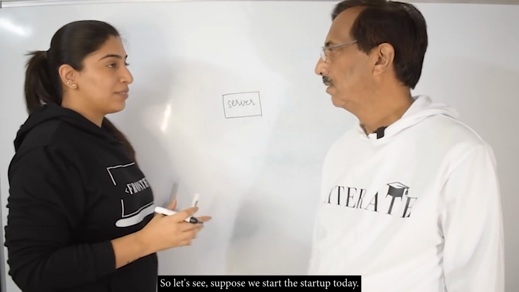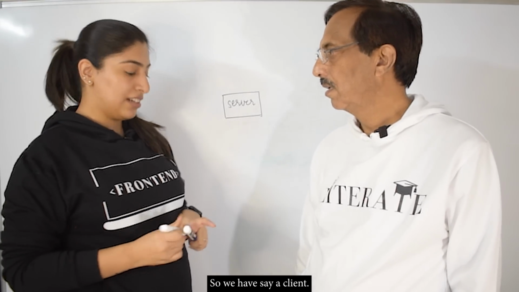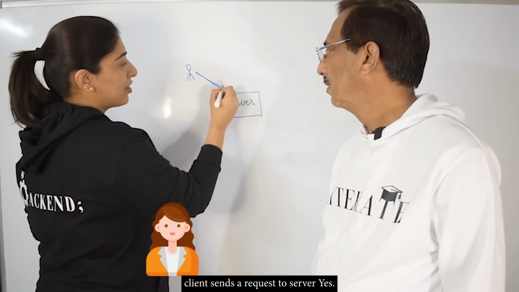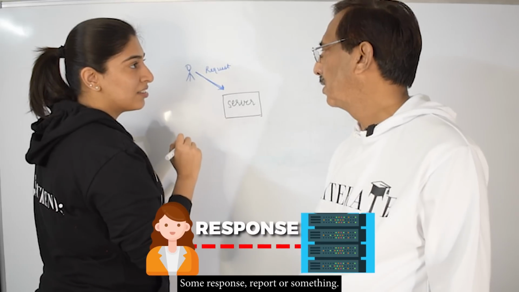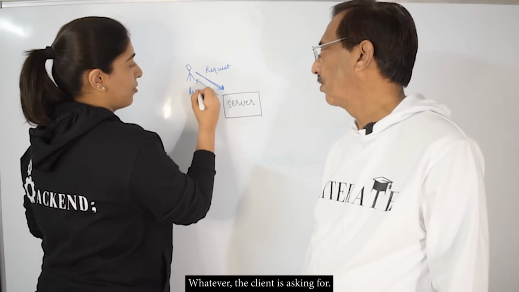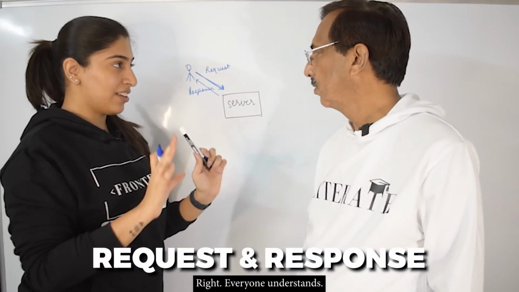So suppose we start a startup today. We have, say, a client. So this is one client and the client is using the server. The client sends a request to the server. And what does the client get in response? Some response or report, whatever the client is asking for. Very good. So there's a request and there's a response, right? Everyone understands this?